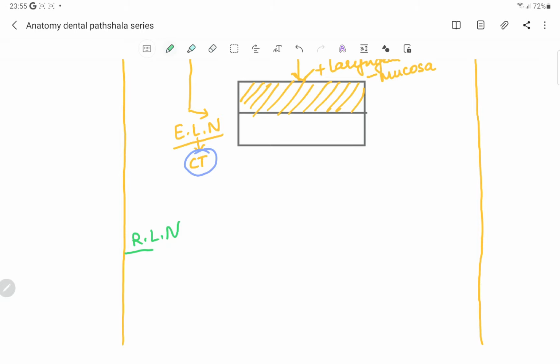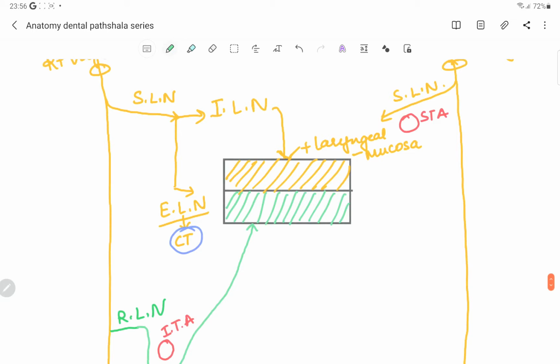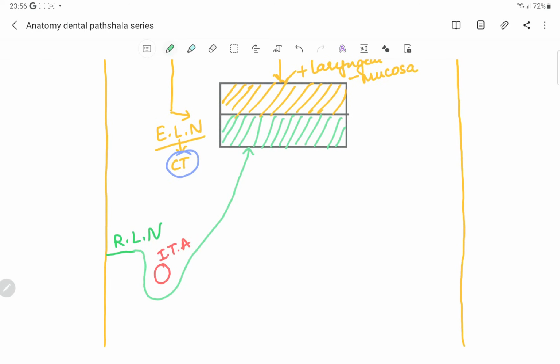Now, the course of the right side of the recurrent laryngeal nerve is such that it is going to revolve around or cross the internal thyroid artery. And if you recall, the internal thyroid artery is a branch of the subclavian artery. So this is the right internal thyroid artery, which is a branch of the right subclavian artery. And then it is going to supply the lower surface of the vocal cord. So the recurrent laryngeal nerve supplies the lower surface of the vocal cord, while the internal laryngeal nerve, which is a branch of the superior laryngeal nerve, supplies the upper surface of the vocal cord.